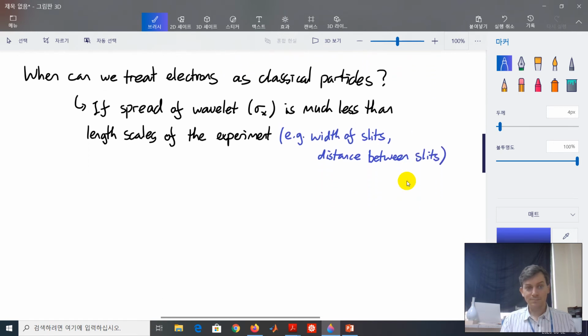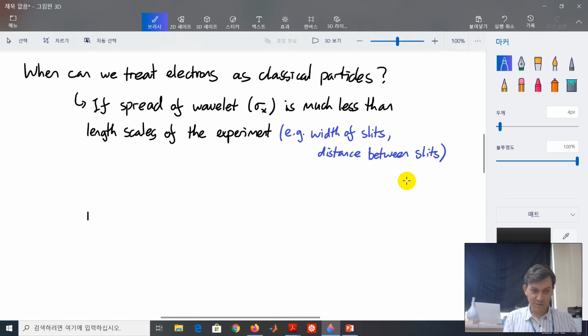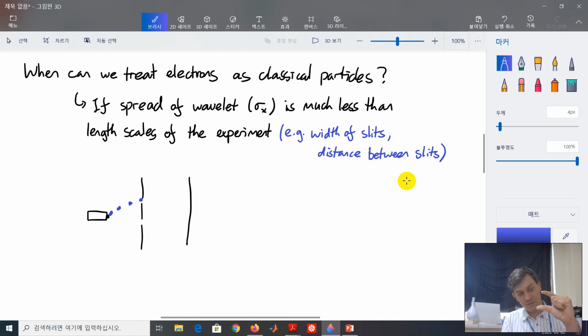Okay. So in other words, if I were to do the two-slit experiment like this, if it were possible for an electron wavelet to be localized enough in space so that by the time it went to the slits, it was definitely localized around one of the particular slits, and if the wavelet here was smaller than the slit width, then it would just continue through like a classical particle, and you would get a result exactly like you would for classical particles.